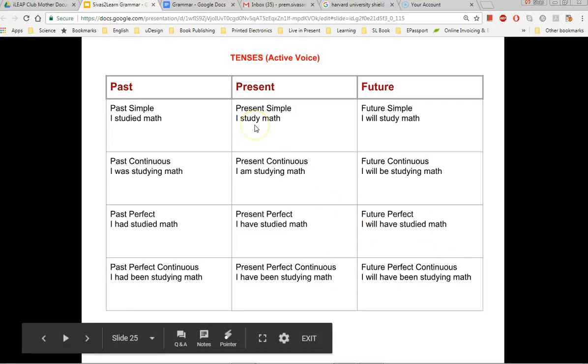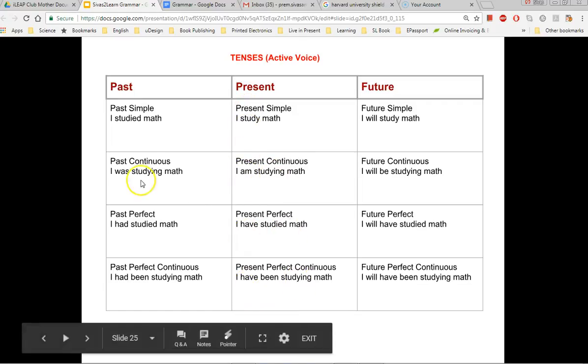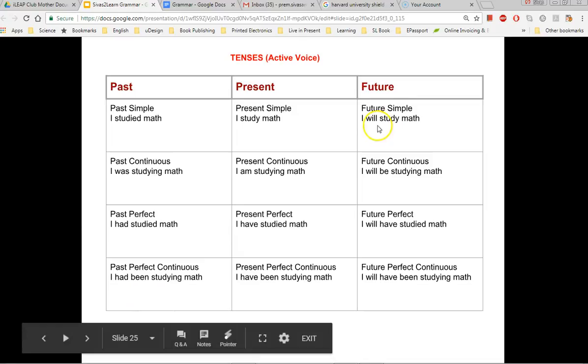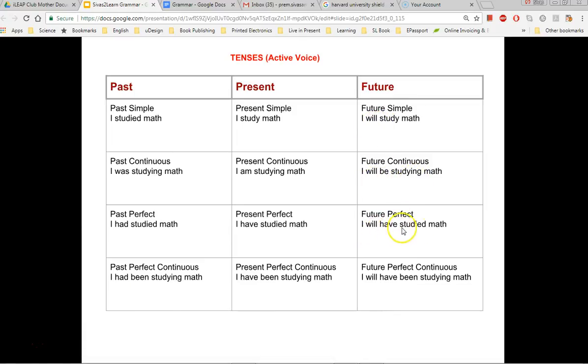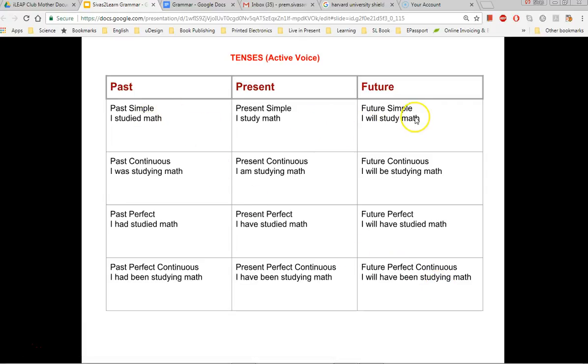The one thing you will be noticing again, this verb: I is subject, study is verb. So this verb is actually taking different forms according to their tenses, right? Study, am studying, have studied, have been studying, studied, was studying, had been studying, will study, will be studying, will have studied, will have been studying, right? So the subject doesn't change, the object doesn't change, but this verb part is actually changing. This is the important thing that you have to remember.